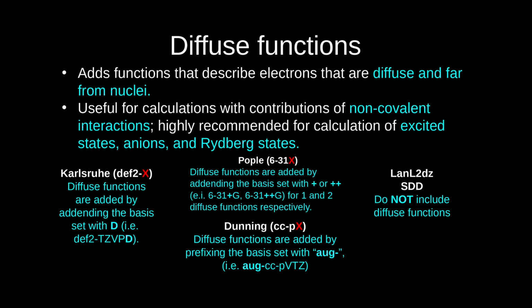For the Pople family of basis sets, you can add diffuse functions by appending a plus or 2 plus, such as in the case of 6-31+G or 6-31++G, where one or two diffuse functions are added, respectively. For the Dunning family of basis sets, you can add diffuse functions by prefixing your basis set with the AUG prefix, such as in the case of aug-cc-pVTZ. In this case, the AUG stands for augmented. One thing to note is that the LANL2DZ and SDD basis sets do not include diffuse functions, so if you need to have diffuse functions in your calculation, I would highly suggest not using these basis sets.